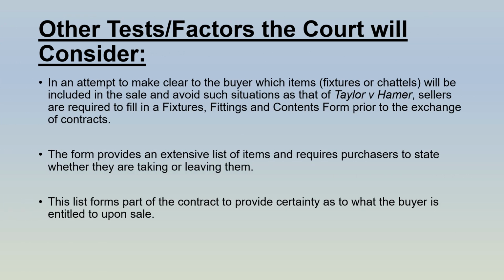Other tests and factors that the court will consider. In an attempt to make clear to the buyer which items, fixtures or chattels, will be included in the sale and avoid such situations as that of Taylor and Hamer, sellers are required to fill in a fixtures, fittings, and contents form prior to the exchange of contract. The form provides an extensive list of items and requires the purchaser to state whether they are taking them or leaving them. This list forms part of the contract to provide certainty as to whether the buyer is entitled to the items upon sale.